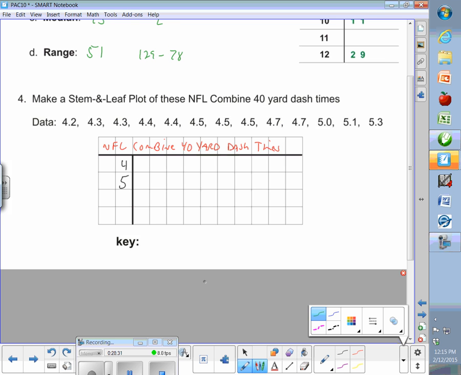Somebody tell me how to do the leaves for the 4 row. The 4 row. I'm looking for somebody that hasn't participated yet today. So either get your hand up or I'm calling on you cold. Oh, everybody's hand up. Oh, Sam. Yeah, you haven't done anything yet, Sam. All right, Sam, give me a 4 interval.